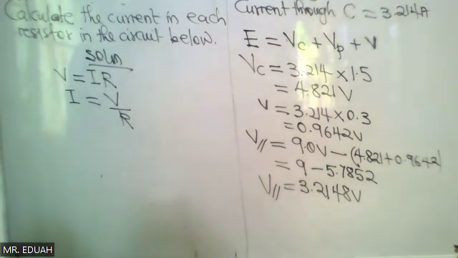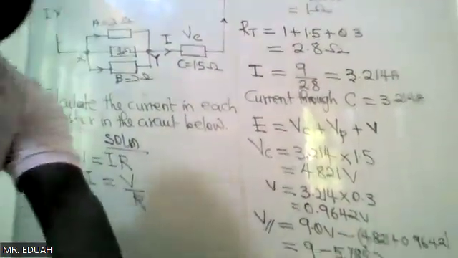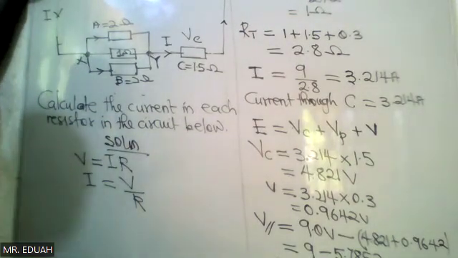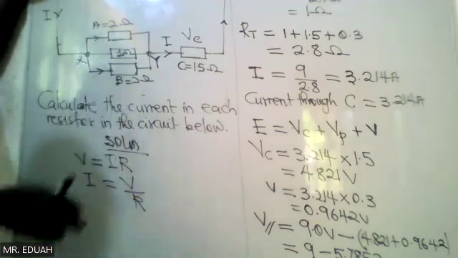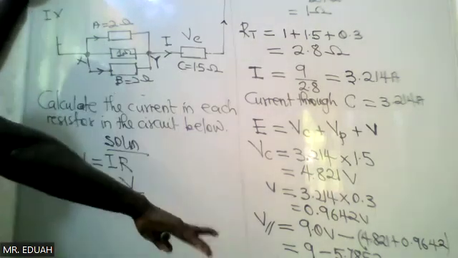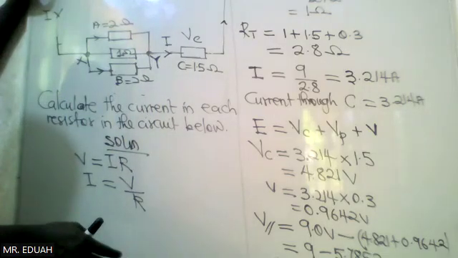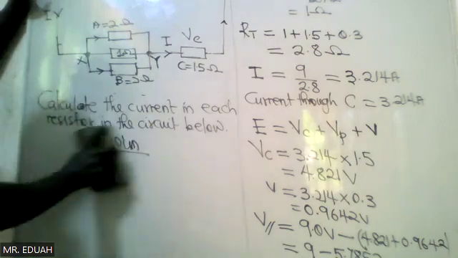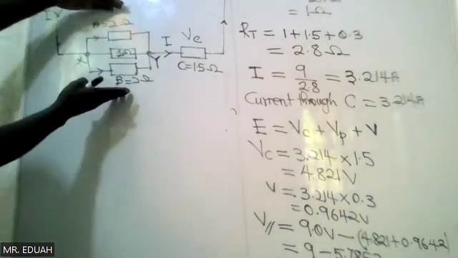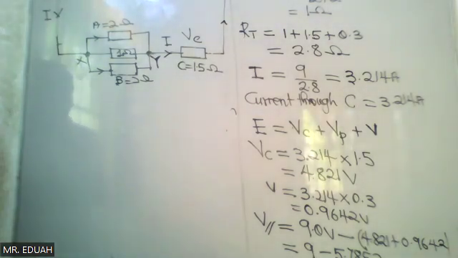Okay, so it means that this is the voltage drop across the resistors in parallel. When resistors are connected in parallel, their potential difference or voltage drop across them are the same. So B would be 3.2148, A would also be 3.2148. If we have found the PD across them, then because they also have the same resistance, 2 ohm, 2 ohm, they will have the same current flowing through all of them.